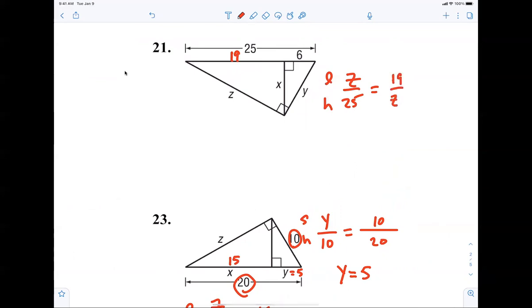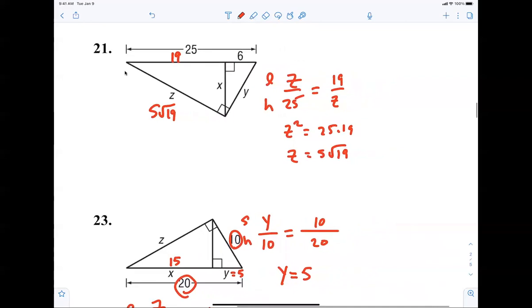Okay, so that was easy, right? So Z squared equals 25 times 19. So Z is equal to 5 radical 19. Now what? 6 over Y. Short leg to hypotenuse. Y over 25. So Y equals 5 radical 6. So now what?